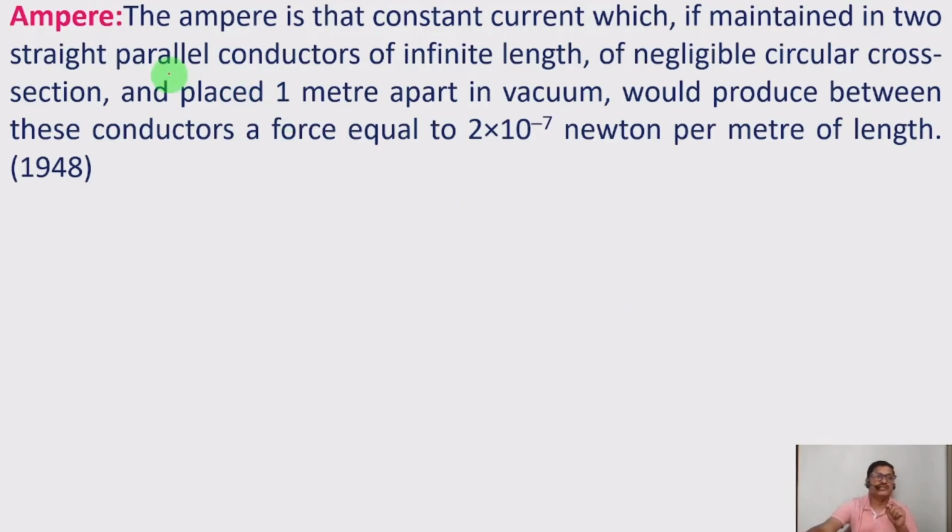Ampere is the unit of electric current. The ampere is that constant current which, if maintained in two straight parallel conductors of infinite length, of negligible circular cross section, and placed 1 meter apart in vacuum, would produce between these conductors a force equal to 2 into 10 raised to minus 7 Newton per meter length. Producing this much force under the mentioned conditions is the definition of the ampere, which was defined in the year 1948.